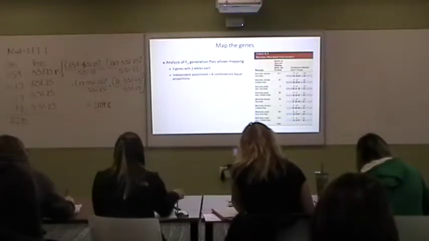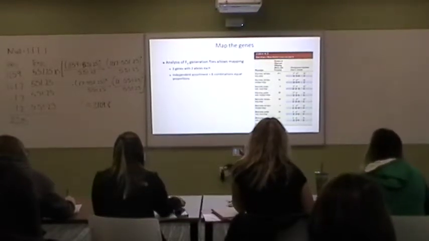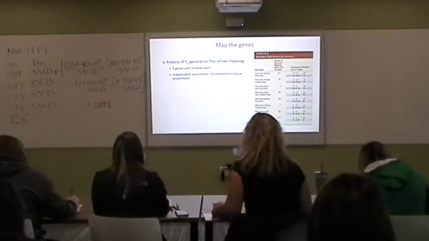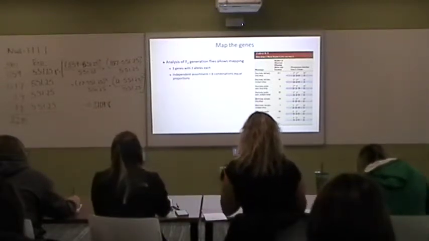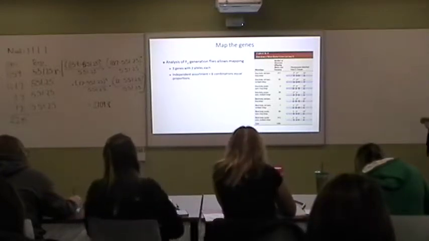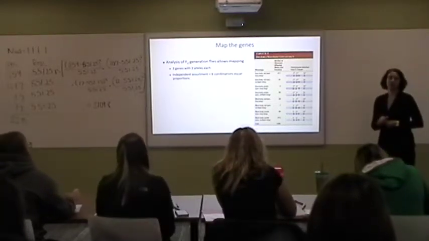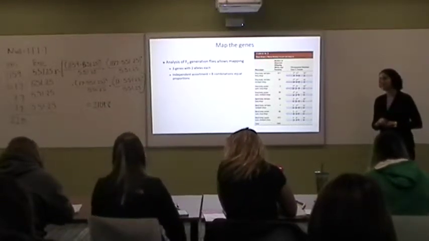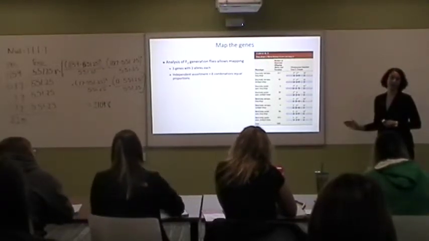Okay, so from this cross, we get an F2 generation that has 8 phenotypic classes and allows us to determine or map our genes. So the first thing we want to look at is, are these genes linked?